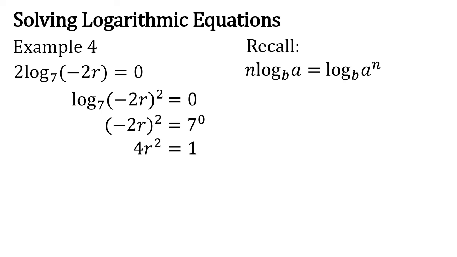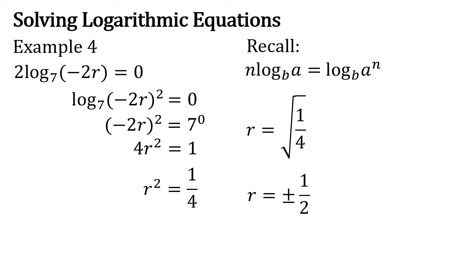When we square negative 2r, the result is 4r squared. So now we have 4r squared equals 1. Divide both sides by 4. So this will be r squared equals 1/4. Get the root of both sides of the equation. So now we have r equals square root of 1/4. So r equals positive or negative 1/2. It means that the value of r is 1/2 or negative 1/2.